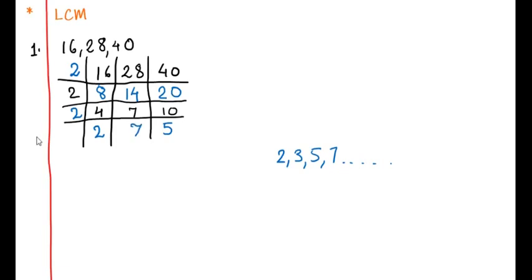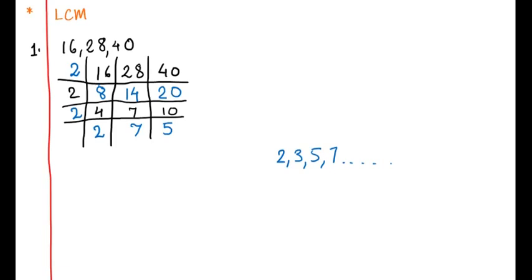Okay. Now you can see that the numbers which we have got here in this row, all of them are prime numbers and they are only divisible by 1. So we have to stop here. Means we have got our LCM here. Did you understand? So now see the last step, how to find the LCM.